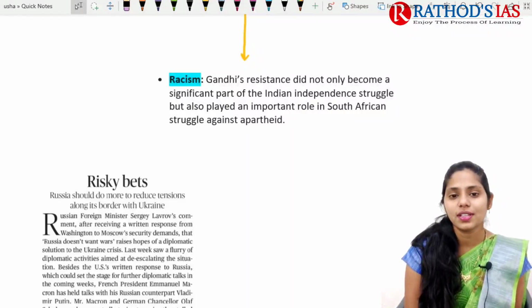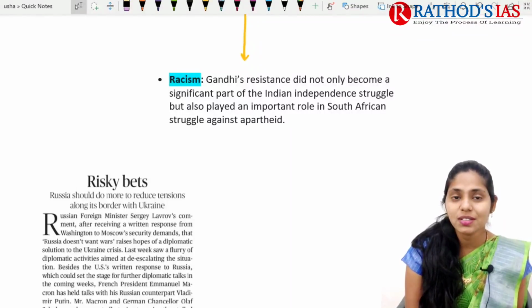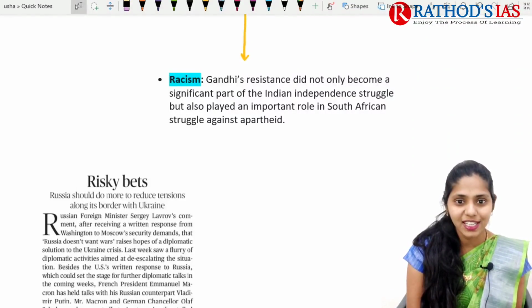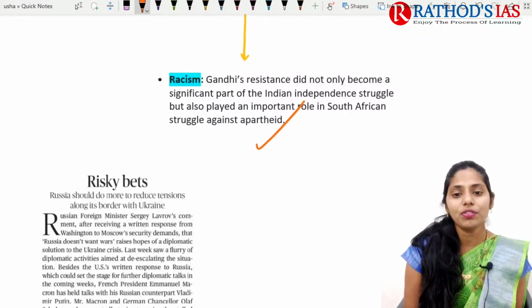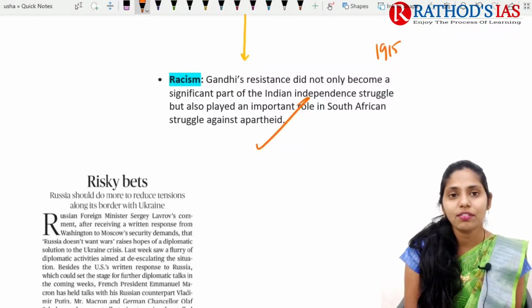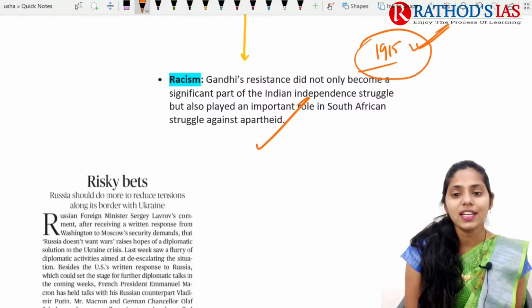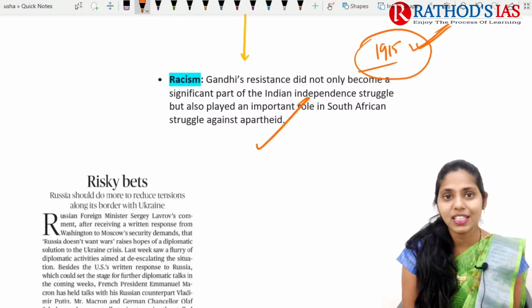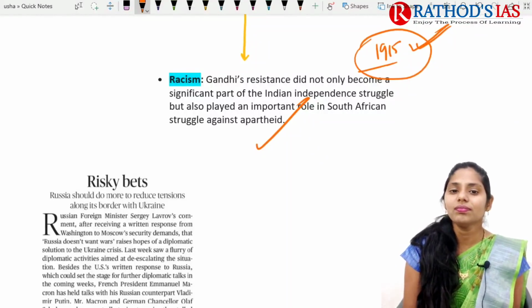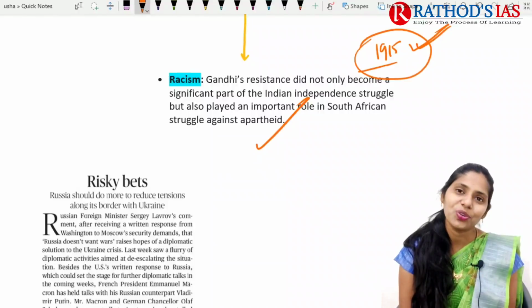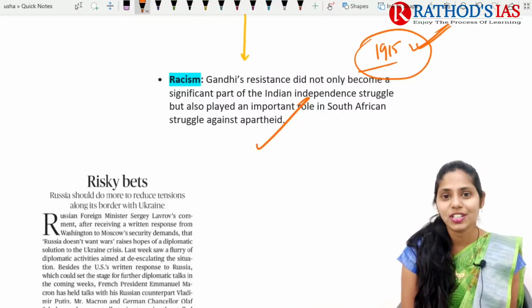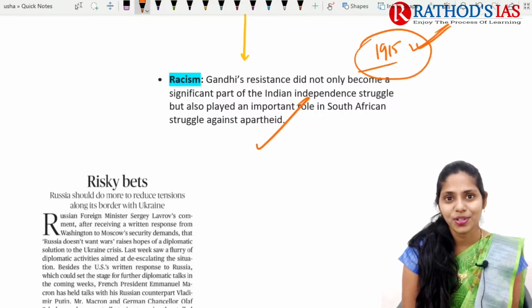And the next one is racism. Gandhiji's resistance did not only become a significant part of the Indian independence struggle, but he also played an important role in the South African struggle against apartheid. Before Gandhiji came to India in 1915, he also worked against racism and apartheid in South Africa. There are many stories you can come across about Mahatma Gandhi when you are reading Spectrum and Bipin Chandra, and those stories are very important.